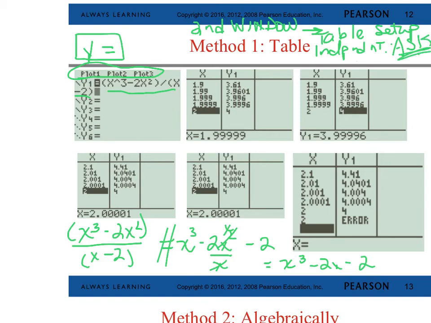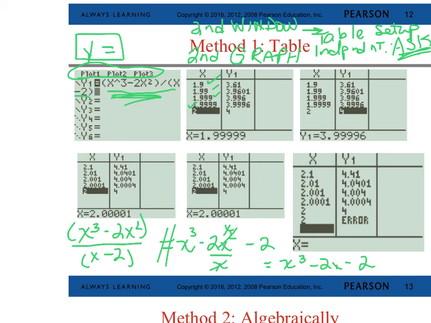So make sure that's set up that way, and then you're going to go to your table with this function. This is the function. The way you're going to get to your table is just press second and graph. That will take you to your table. And you're going to enter in the values 1.9, 1.99, 1.999, and 1.9999, which looks like 4.